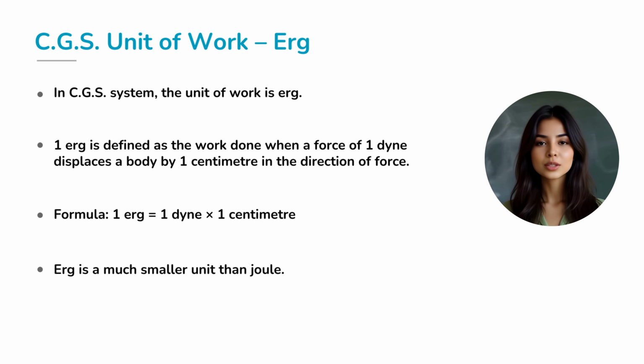Now let's switch gears and look at another system, the C.G.S. system, or centimeter grams second system. Here, the unit of work is called the erg. So what is 1 erg? By definition, 1 erg is the work done when a force of 1 dyne displaces a body through 1 centimeter in the direction of the force. Mathematically, 1 erg equals 1 dyne into 1 centimeter. This unit is used when we're working with very small forces or displacements, such as in atomic or microscopic physics. So while the joule is used in large-scale systems, the erg is handy for the tiny scale.